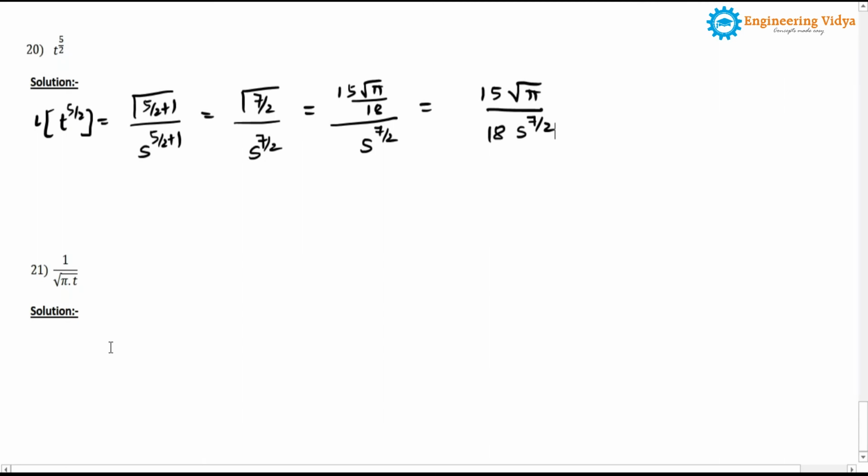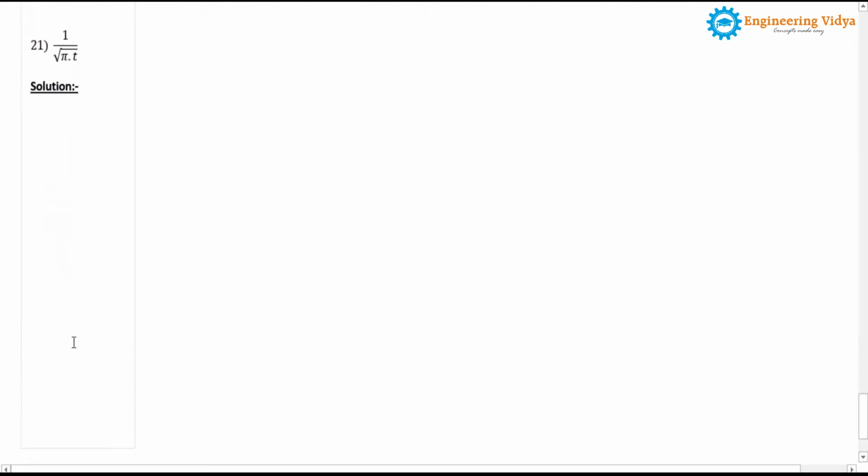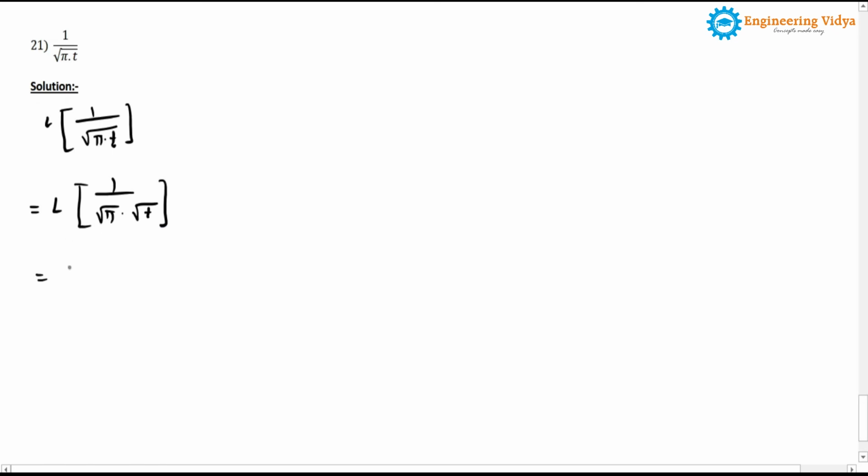Now this is the last problem of type A, and here we need to calculate the Laplace transform of 1 upon square root of pi t, right? So what we can do over here, we need to simplify some of the things. After simplification, we have square root of pi and square root of t, right? And square root of pi is nothing but a constant, so it can be taken outside. So I will take 1 upon square root of pi outside because it is a constant.